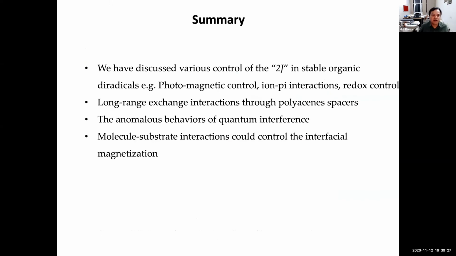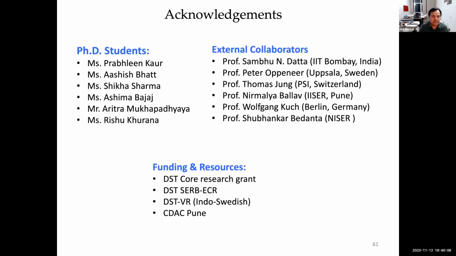Okay, with this, I'll just summarize that we have discussed how to control the magnetic exchange interaction in molecules, especially photomagnetic control, ion-pi interaction, and redox control. We also mimicked long-range exchange interaction in organic species, and then we used the organic molecular magnet to create the anomalous quantum interference effect in molecular spintronics, and then molecule-substrate interaction to control the interfacial magnetization. With this, I would like to acknowledge my collaborators, students, and of course, the funding agency. Thank you for your attention.